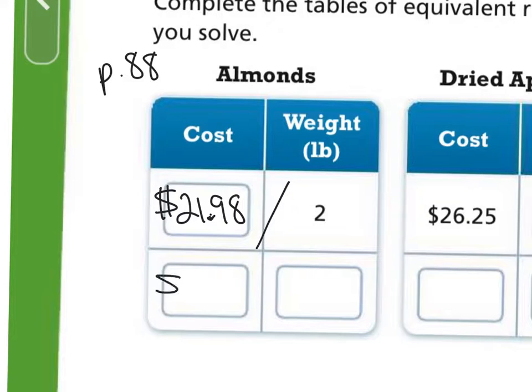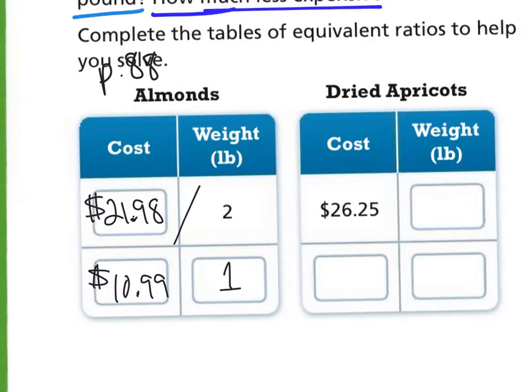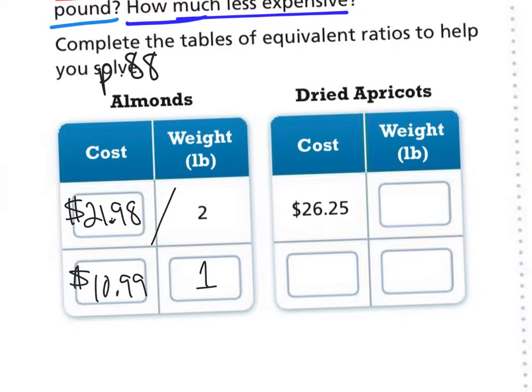So if you divide that, $21.98 divided by 2, you get $10.99. And what that means is $10.99 for 1 pound. We can do the same thing with the dried apricots. It's $26.25. That's for 3 pounds. So if we take $26.25 divided by 3, so that is $8.75 for 1 pound, or $8.75 per pound.